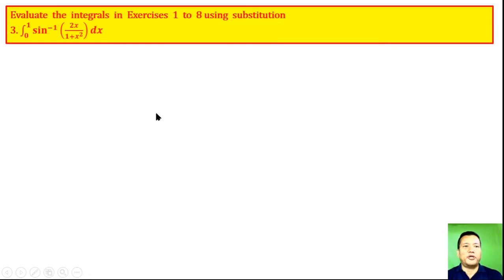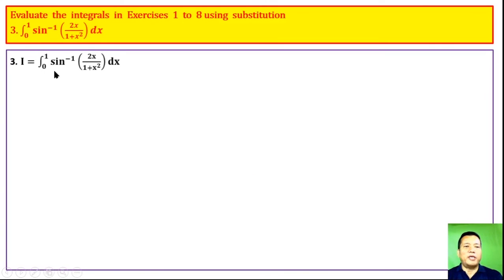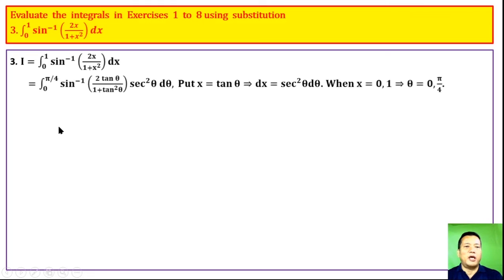For question number 3, evaluate this definite integral. Let I equal the given definite integral, and we have to put x equal to tan theta, whose derivative with respect to x is sec square theta, so we multiply by d theta by dx. That gives dx equal to sec square theta d theta.